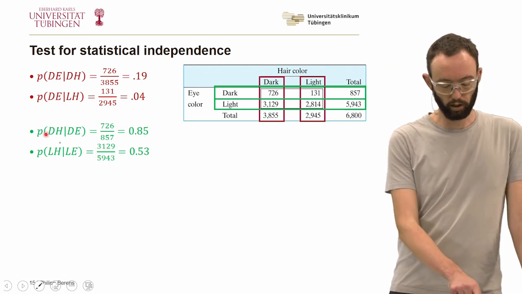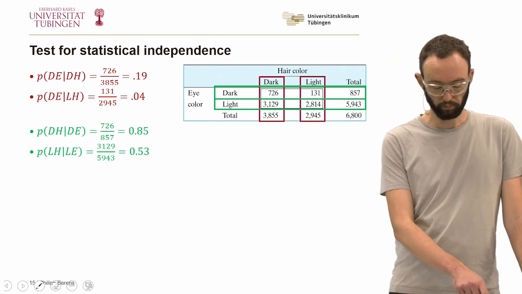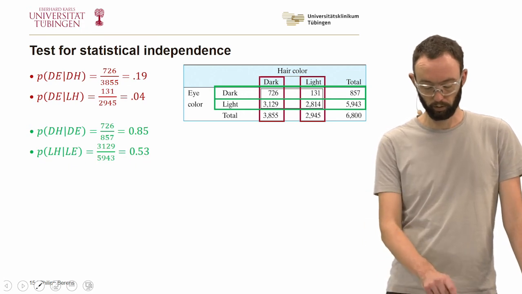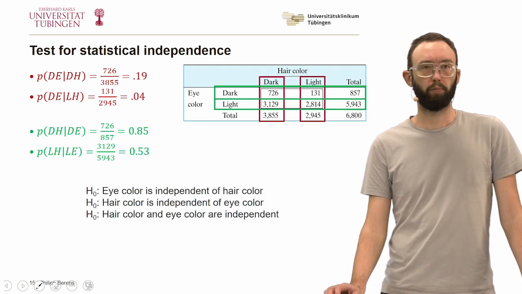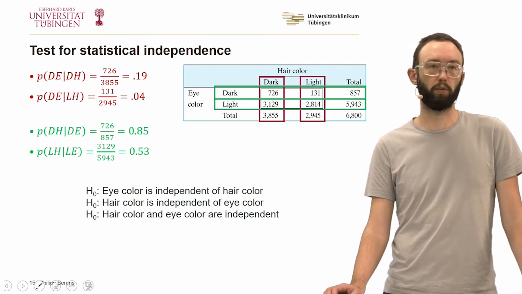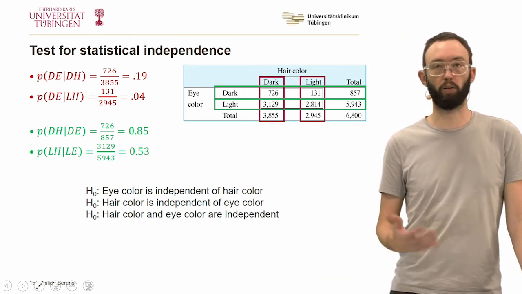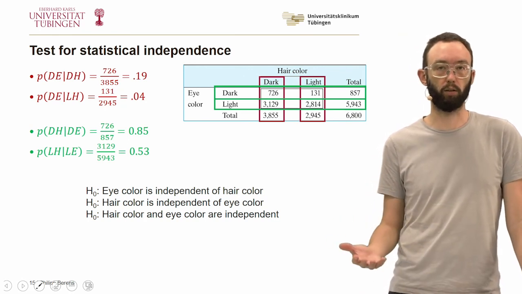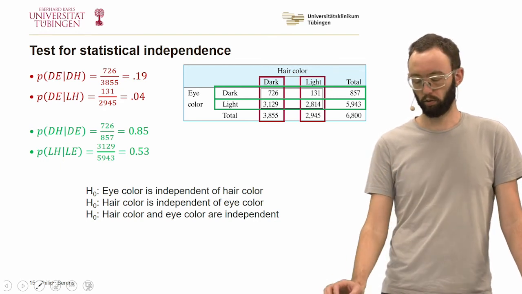So the probability of dark hair given dark eyes is 0.85, and the probability of dark hair given light eyes is 0.53. Now, our null hypothesis can be phrased in multiple different ways. We could say our null hypothesis is eye color is independent of hair color. We can say hair color is independent of eye color. Or we can simply say hair color and eye color are independent, because in this setting and in this context, the two are symmetric.